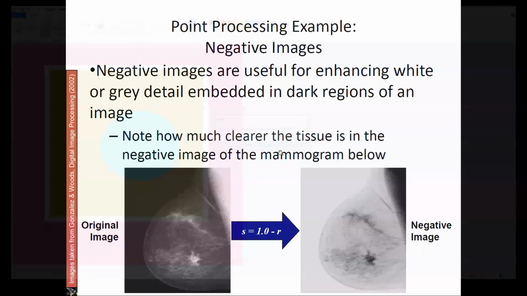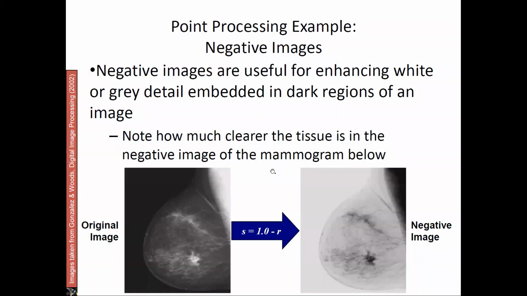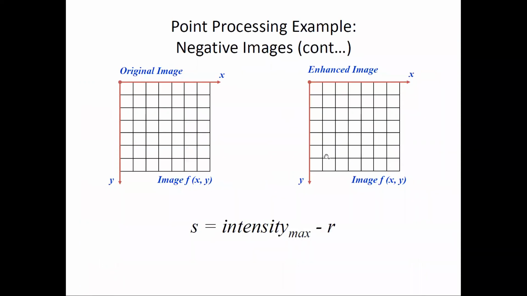So this is a very common operation, inverting. You can have it anywhere. I'll be discussing the inversion soon. Going ahead, for negative images we just have the maximum intensity minus the pixel value, giving you the output intensity.